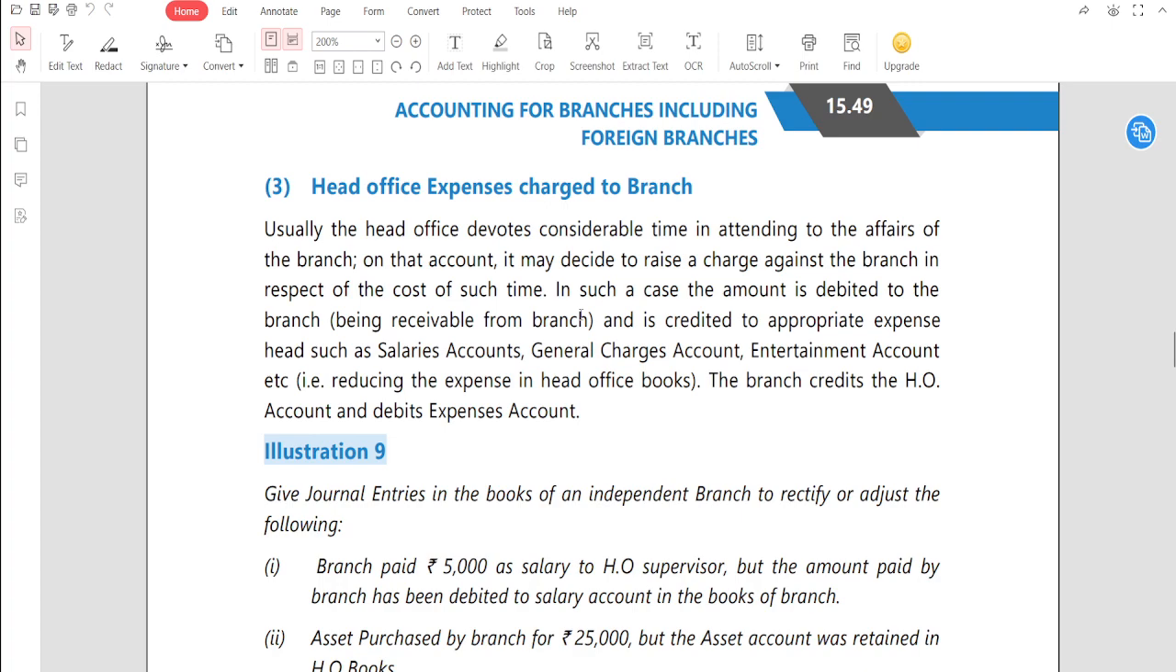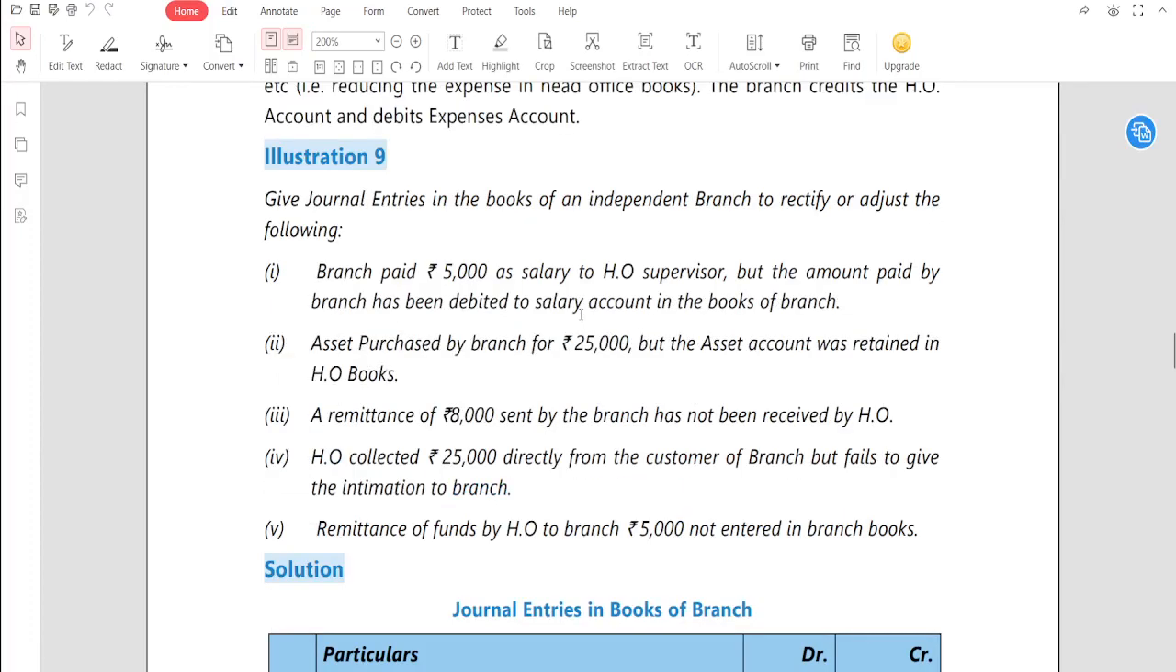Now see, we are going to do the question Illustration 9. Okay, Illustration 9, start करते चलिए. Give journal entries in the books of an independent branch to rectify or adjust the following.